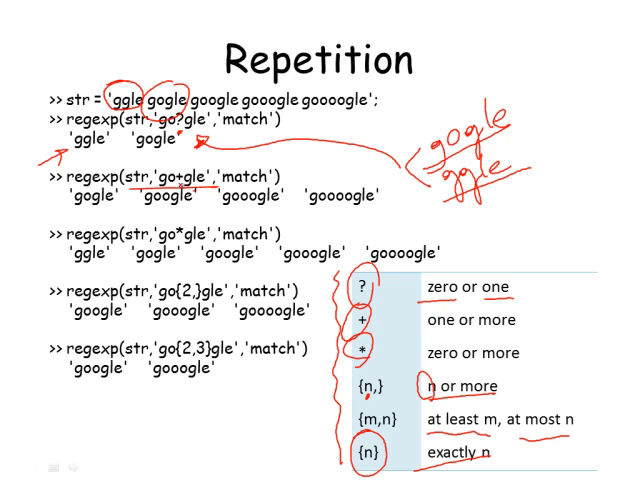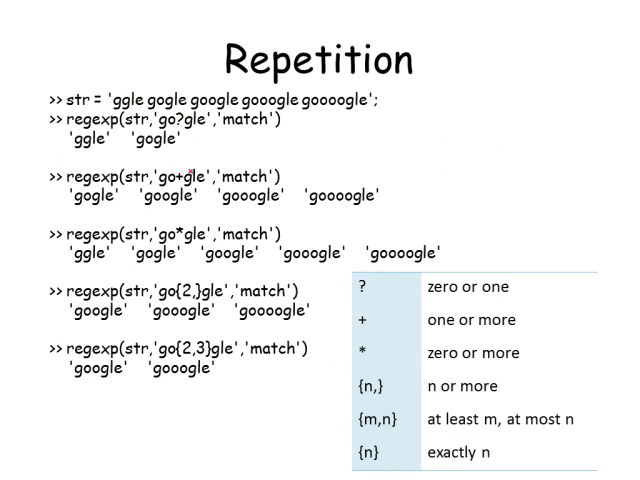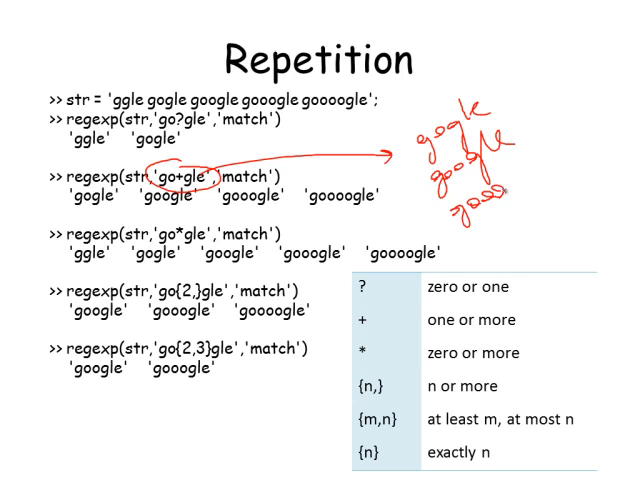If you say GO plus, that says match 1 or more O characters. So what that will do is try to generate the things that we are trying to search. This pattern will match GOGLE, GOOGLE, GOOOGLE, and so on. Not all of these would be in your string. The ones that you have will match and will be returned.